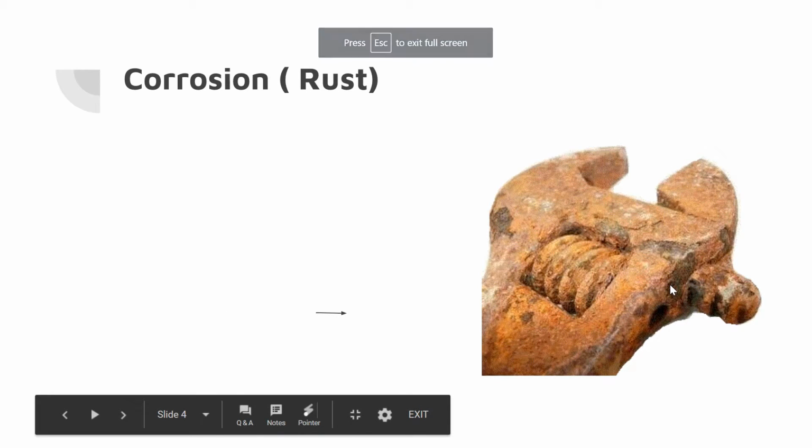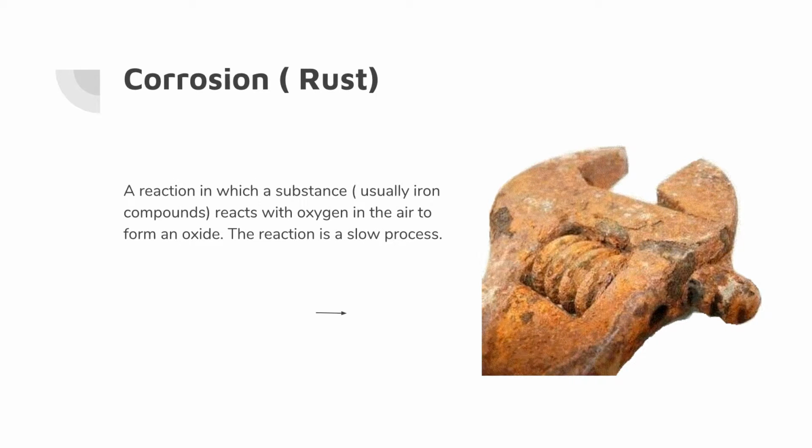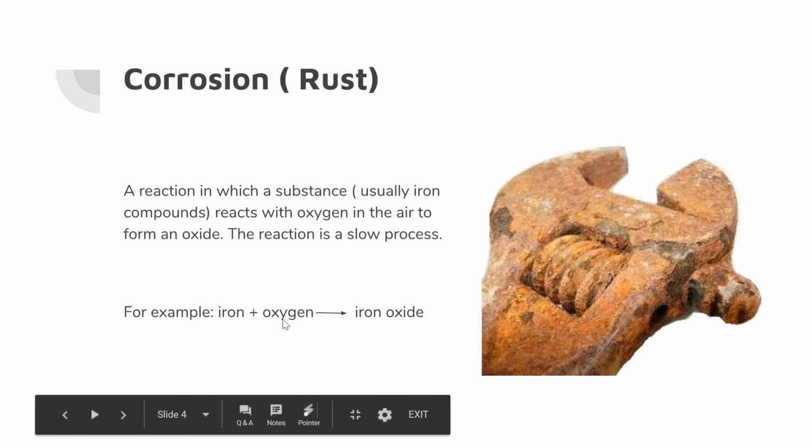The second type of reaction is the corrosion or the rust reaction. In this reaction, a substance usually containing iron reacts with oxygen in the air to form an oxide. The reaction is a slow process. So in this example, iron in the metal has reacted with the oxygen to form iron oxide.